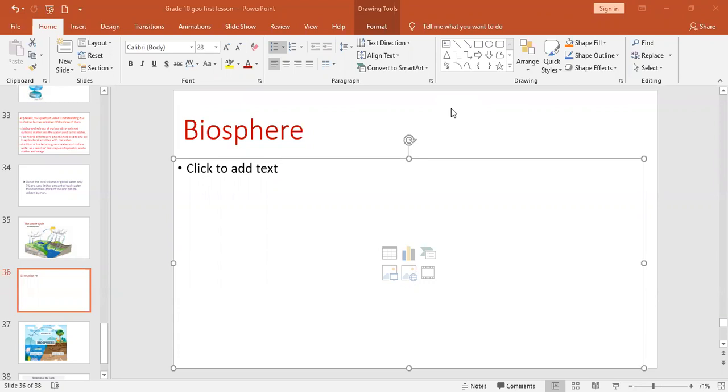The existence of the biosphere depends on the interaction of the atmosphere, lithosphere, hydrosphere with each other.